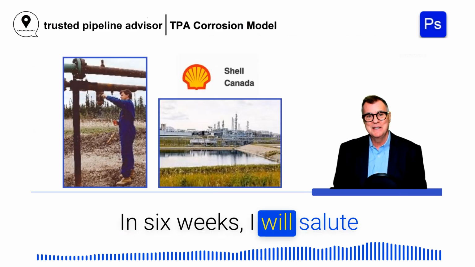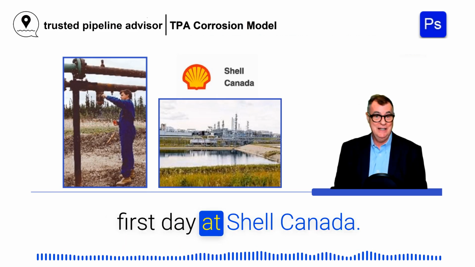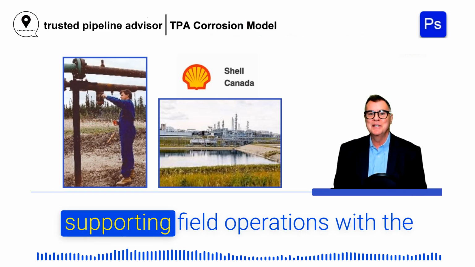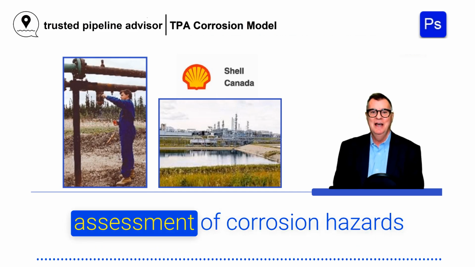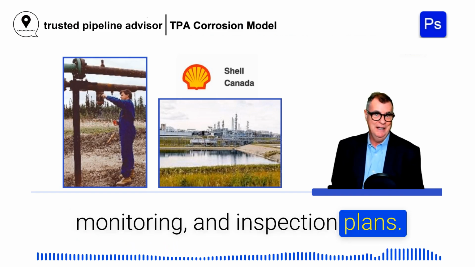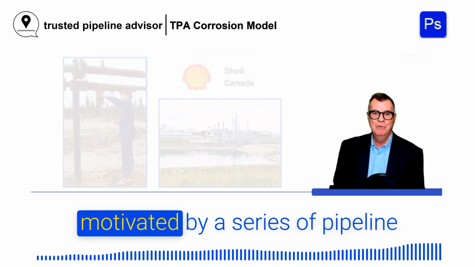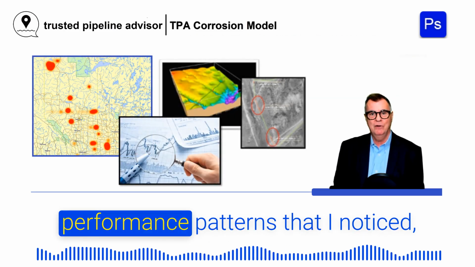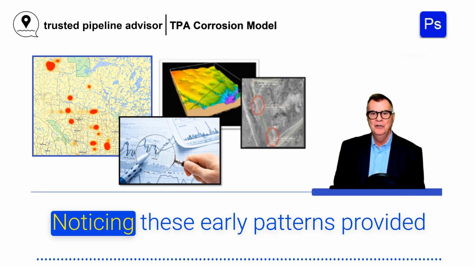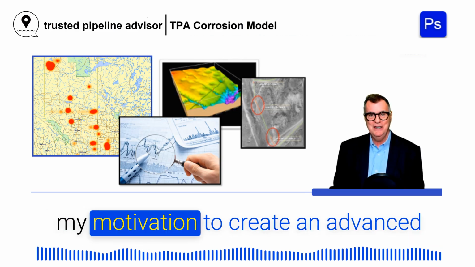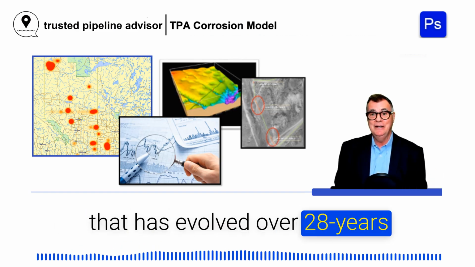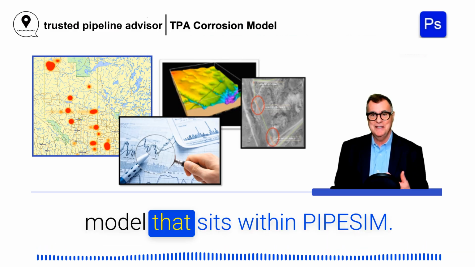In 6 weeks, I will salute the 40th anniversary of my first day at Shell Canada. I was hired out of school to work as a pipeline integrity engineer, supporting field operations with the assessment of corrosion hazards and the design of proper mitigation, monitoring and inspection plans. During those early years, I became motivated by a series of pipeline performance patterns that I noticed and which continue to persist today throughout the industry. Noticing these early patterns provided my motivation to create an advanced corrosion hazard assessment model that has evolved over 28 years to become the TPA corrosion model that sits within PIPESIM.